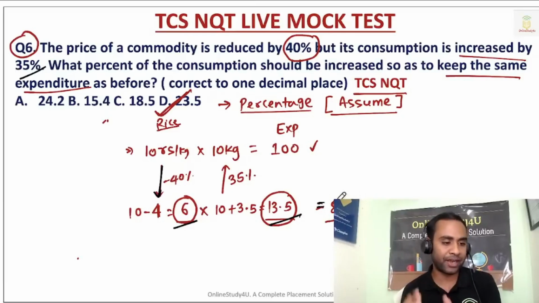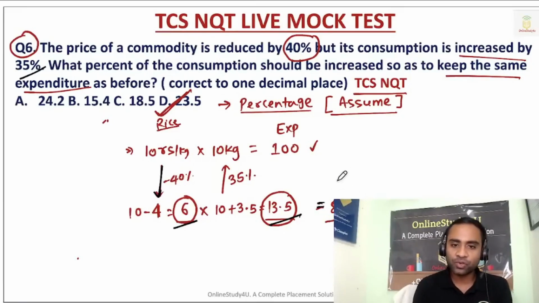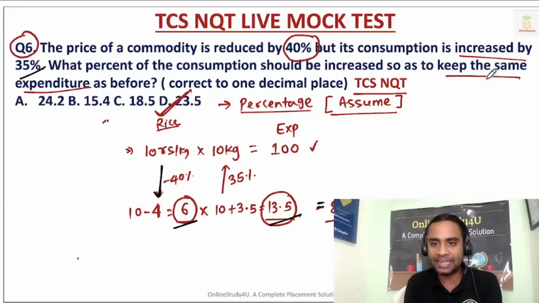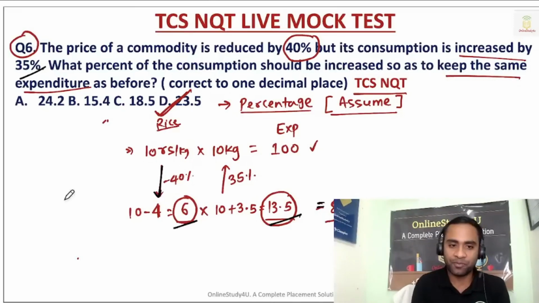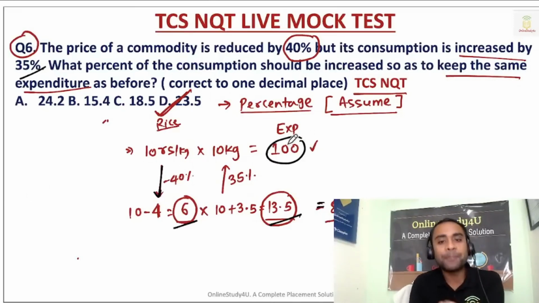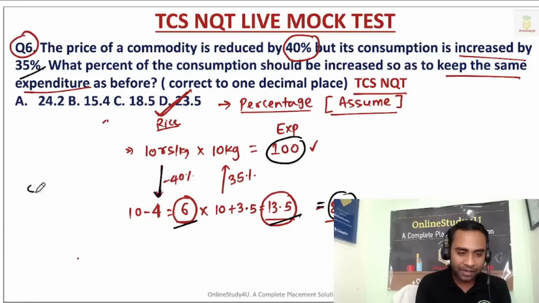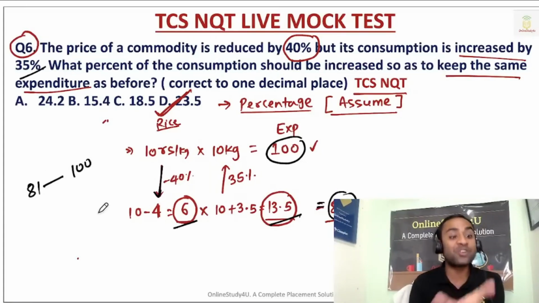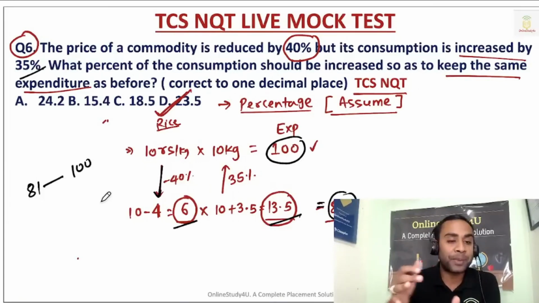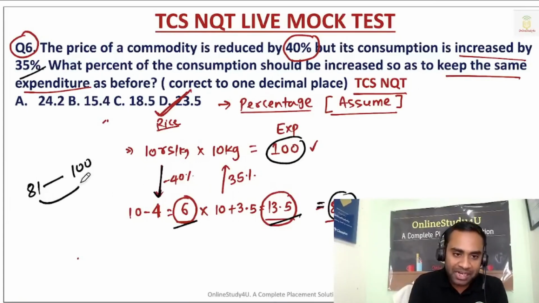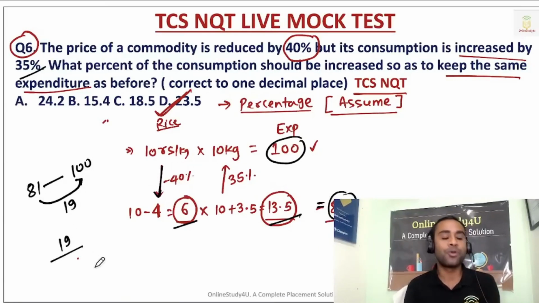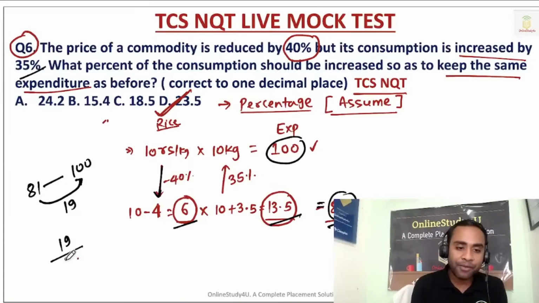This question is different. Here they are asking what percentage the consumption should be increased so as to keep the same expenditure as before. So we have to keep the same expenditure. Now the expenditure is 81 rupees. He wanted to spend 100 rupees only; he does not want to spend less. So how much more money does he have to spend? 19 rupees more. Now from where do we have to increase? From 81 rupees we have to increase. Into 100. Now if you solve, it will be 23.5.